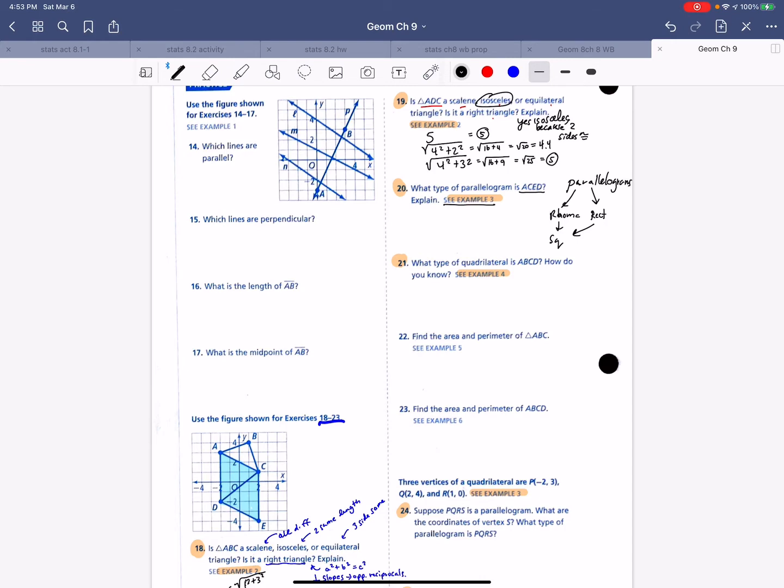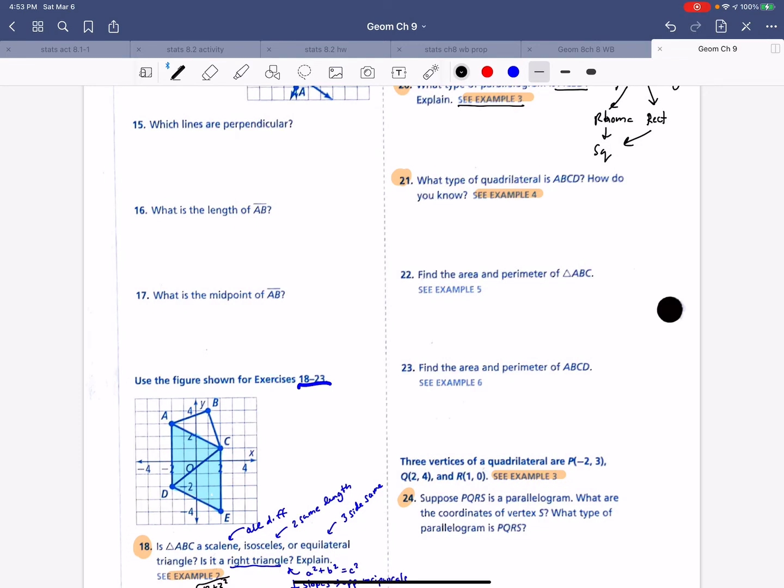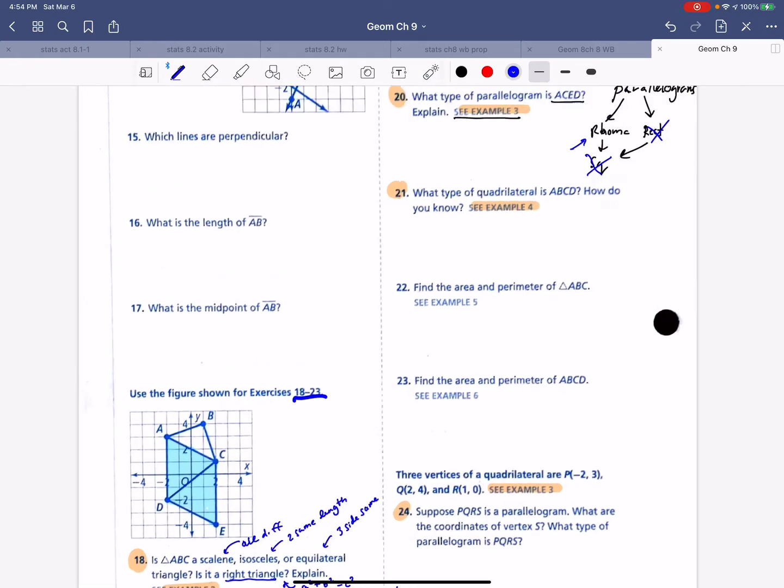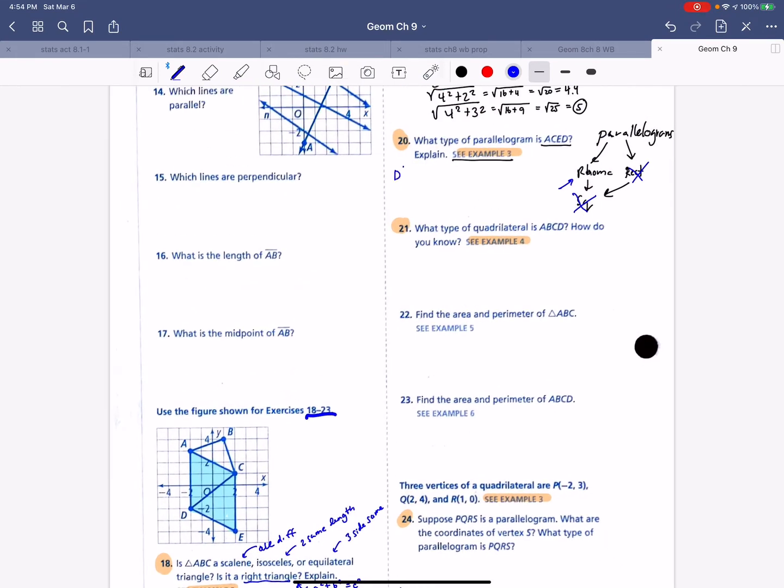So let's dive in. Is it a rectangle? Well, no, it's not a rectangle. It's definitely not a square. But is it a rhombus? To verify that, if we want to see if it's a rhombus, the definition of that is all sides equal, or you could also think of it as congruent.